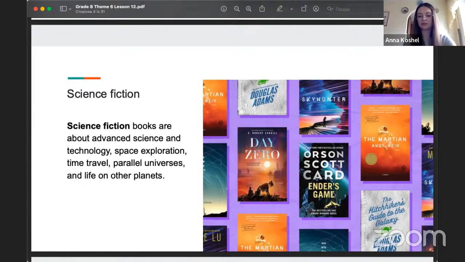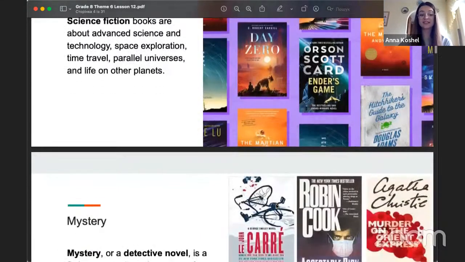Again, you can take a look at the picture and the illustration, and here are some of the most popular examples of the books of this genre. Day Zero, Sky Hunter, The Martian, and The Hitchhiker's Guide to the Galaxy. The last two books I have mentioned are a great example of popular science fiction. You may have seen the movies based on those. So that's quite a widespread genre. Let's get to the next one.